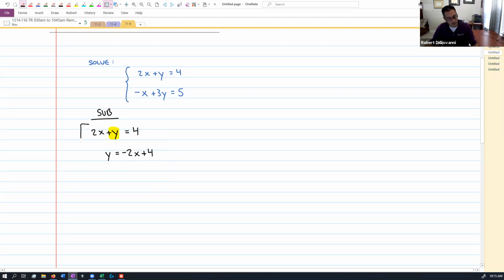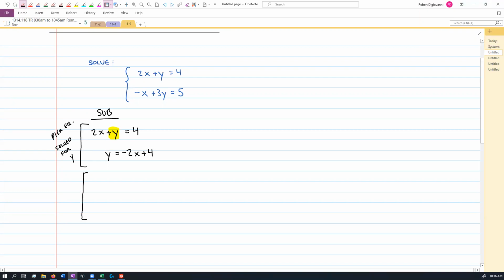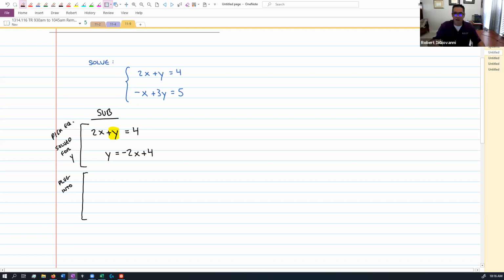So that's my first step. I picked an equation. I solved for a variable. In this case, we solved for y. What do we do with this? Plug it back in. Plug it into what? Your equation. Which one? The second equation, the one we didn't pick. We're going to now use that other equation that we didn't pick. So plug into the other one.